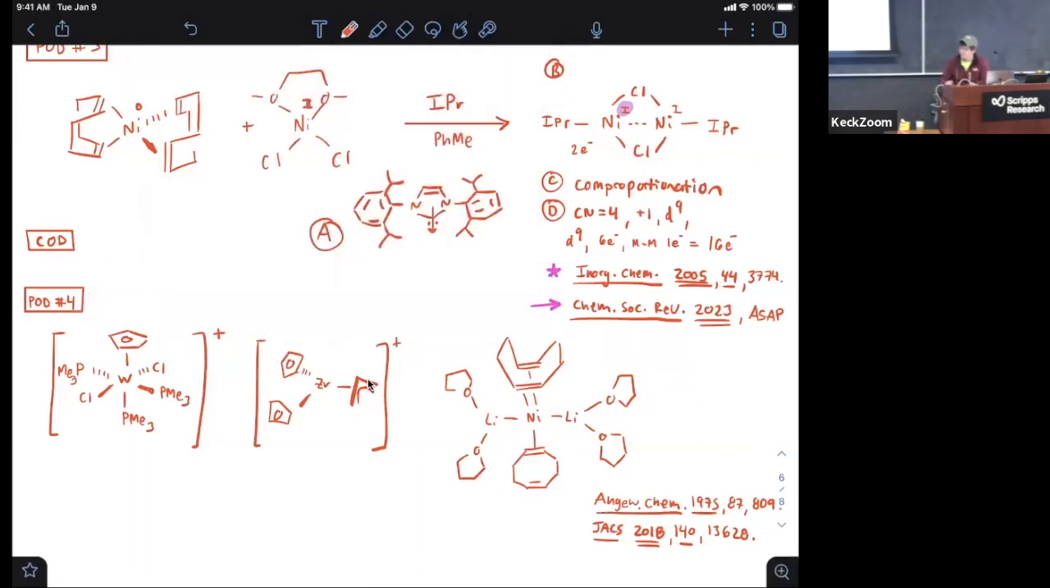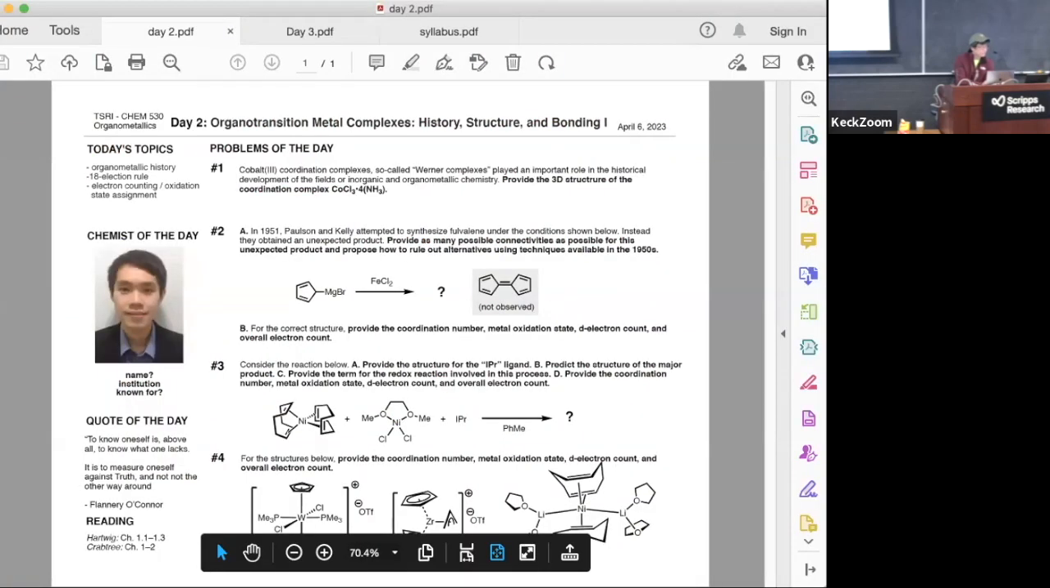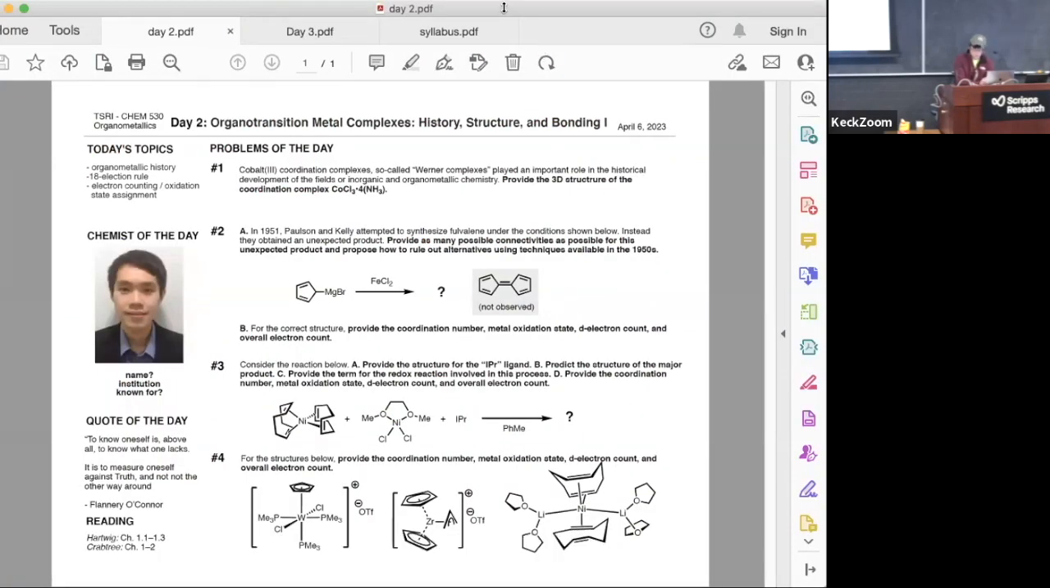Anybody? Day 2 chemist of the day. I'll reshare that in case you want to photo. Day 2 chemist of the day is Wenji said, MJ Ko from the US, National University of Singapore.